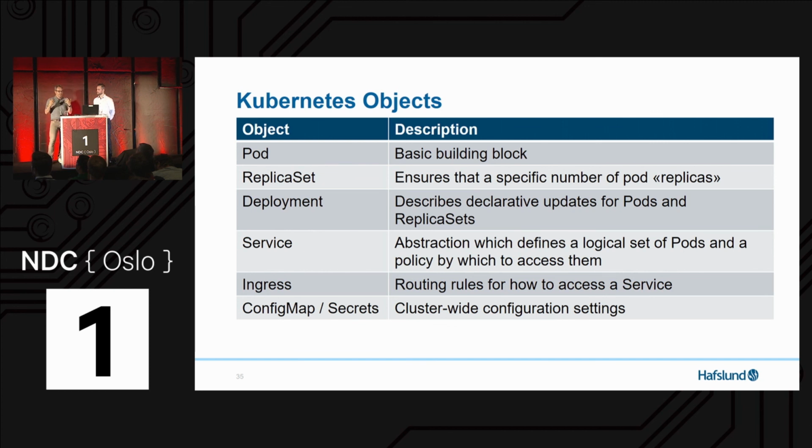So a service is an abstract way of talking to your pods, and it's also like an internal load balancer. So if you say I want 10 copies of this pod, and you have a service defined for that deployment, then the service will automatically do load balancing.